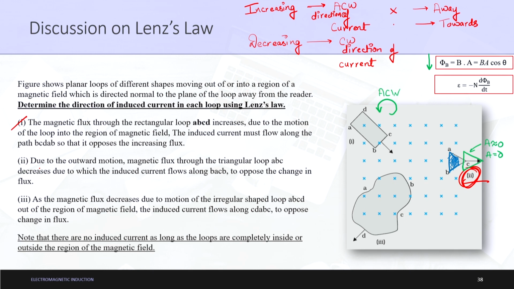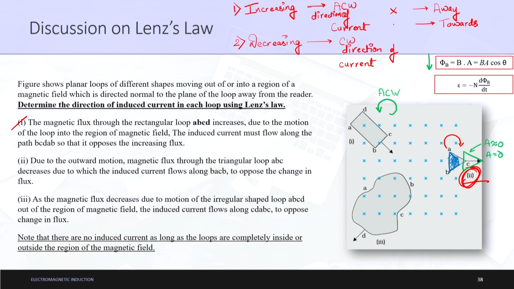So, due to the outward motion, the magnetic flux through the triangular loop ABC decreases. Please make sure it decreases, due to which the induced current is along BACB. So, what is the path BACB? If you see, BACB is a clockwise direction, as I already wrote here. So, these are the only 2 points being discussed simultaneously in this discussion.